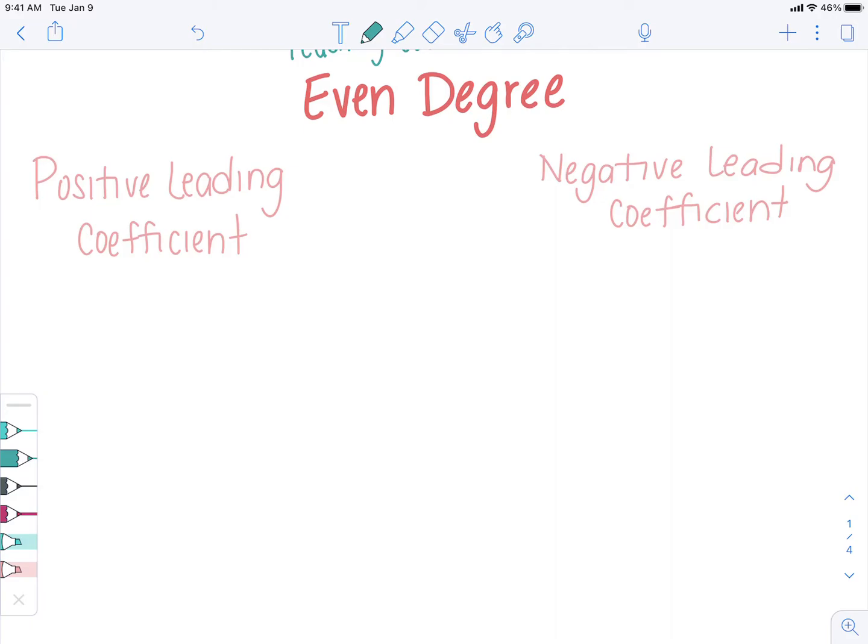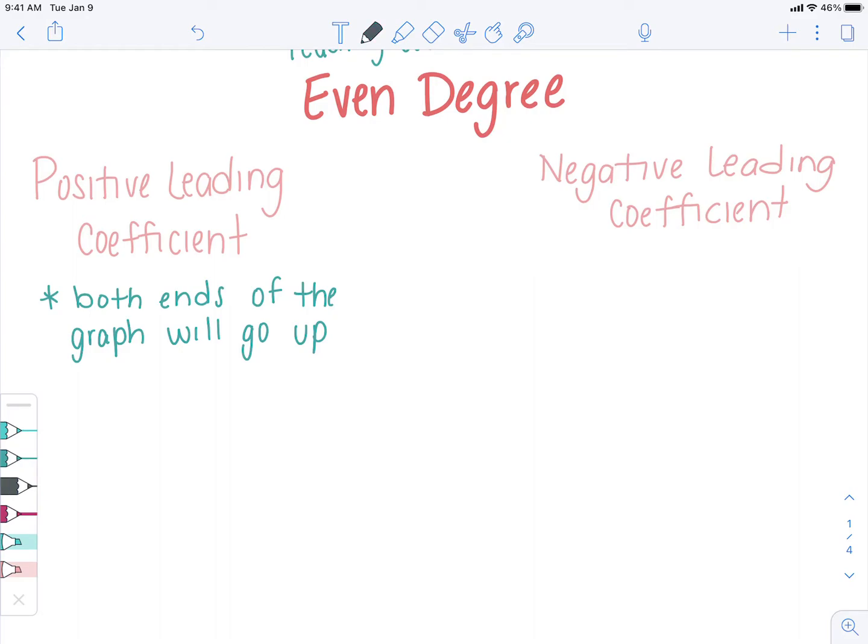So if we're looking at a function that has an even degree, 2, 4, 6, even number degrees, and it has a positive leading coefficient, that means both ends of the graph will go up. So even and positive makes you like that smiley face. It points up. Both ends will go up.